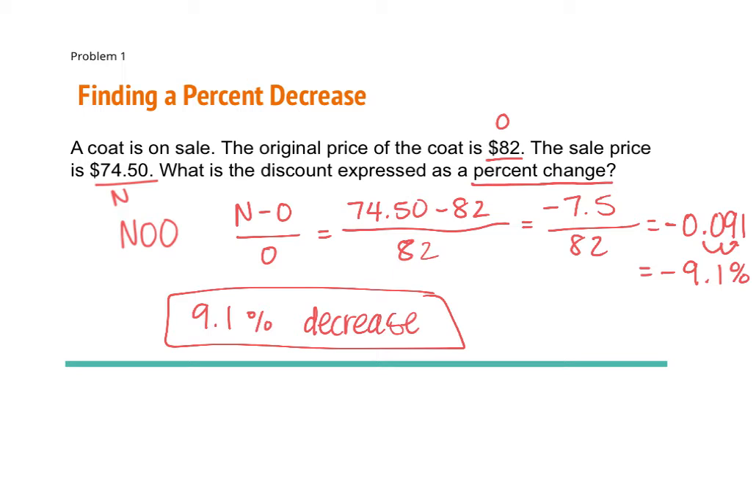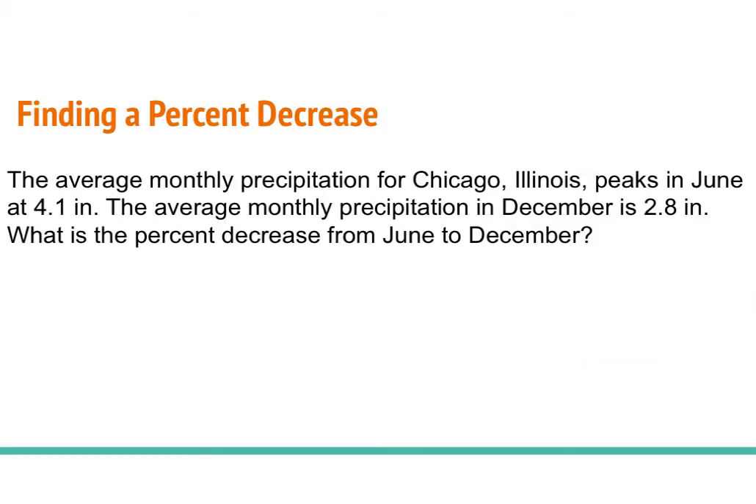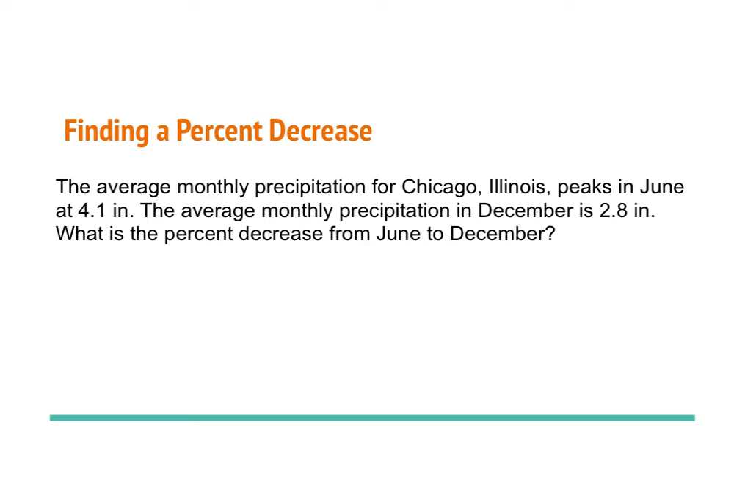Remember, when you are moving it from here to writing it as percent decrease, you don't write that it's a negative 9.1% decrease. You just write 9.1% decrease. The decrease means that it's negative, okay? All right, finding a percent decrease, let's try another problem.